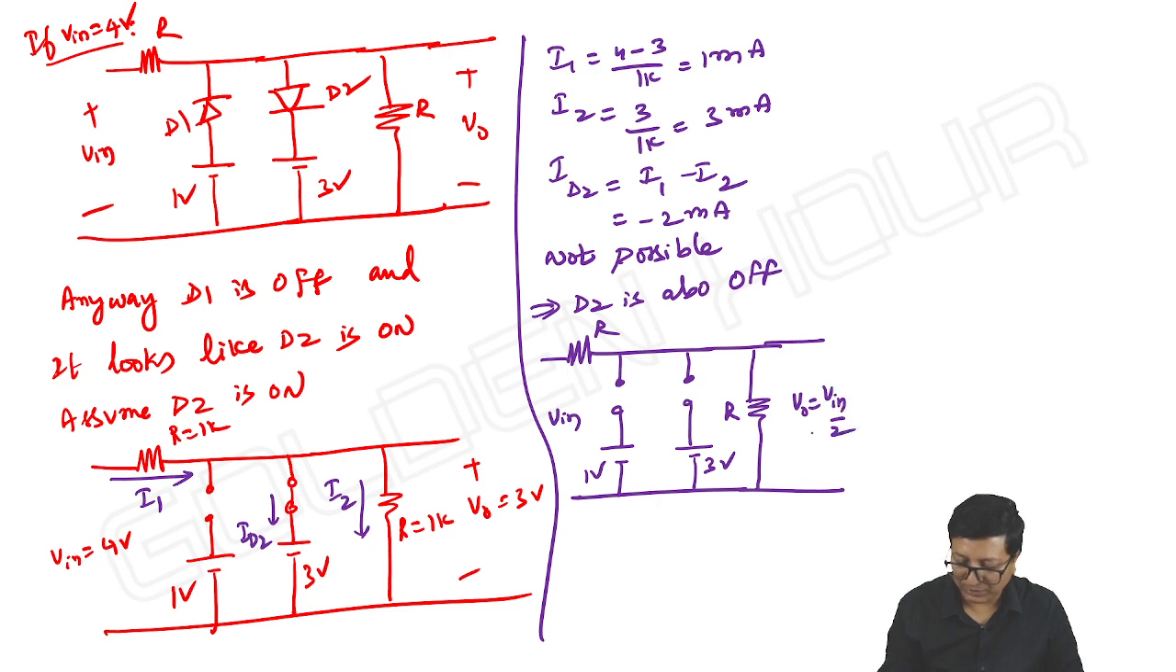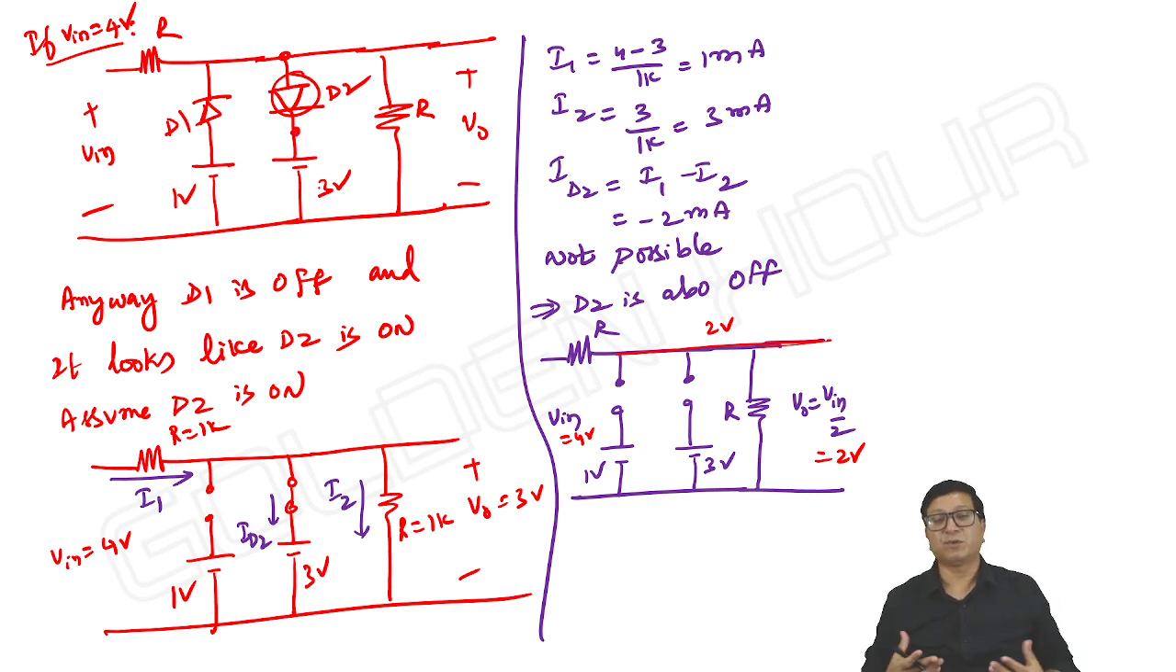Output is equal to input by 2. And what is the input in this case? 4 volts. As input is equal to 4 volts, output should be equal to 2 volts. If output is 2, the voltage along this line will be 2 volts. Then look at the diode D2. The anode is at 2 volts and the cathode is connected to 3 volts. How is it possible for D2 to conduct? Definitely not.